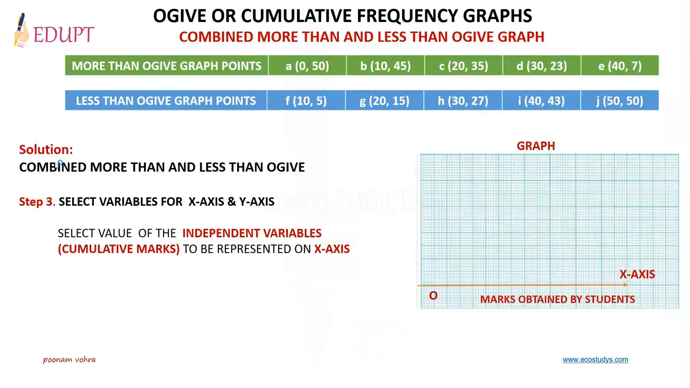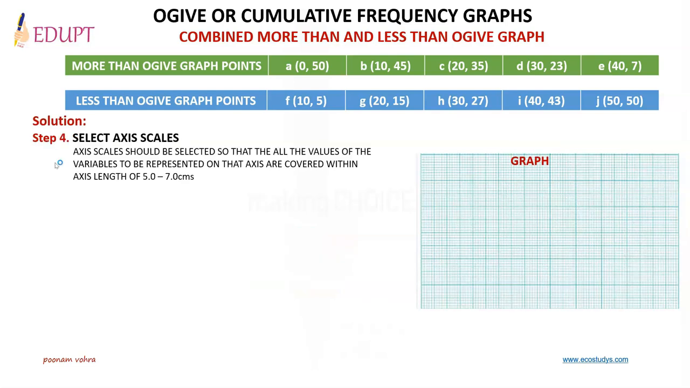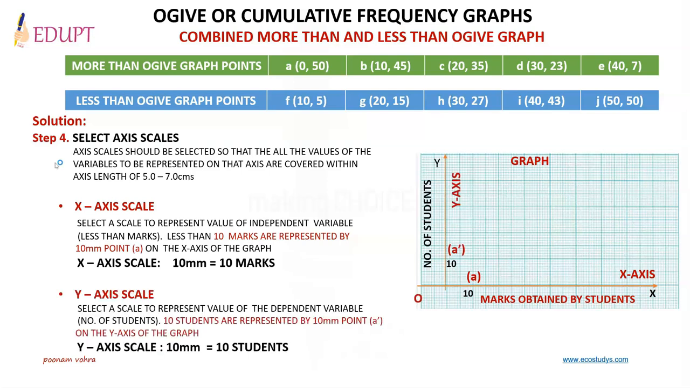Now you need to select the variables for X and Y axis, and it is known that independent variable, that is marks obtained by students, is represented on X-axis and dependent variable, that is number of students, on Y-axis. Next is to decide the scales. It is assumed that for X-axis 10 marks is represented by 10 millimeters shown by A on X-axis, and 10 students are represented by 10 millimeters shown by A dash on Y-axis.